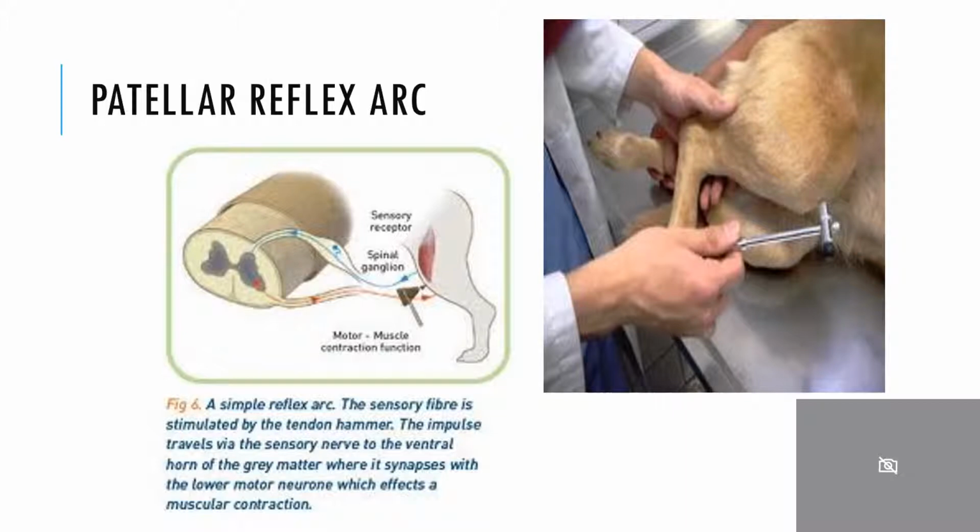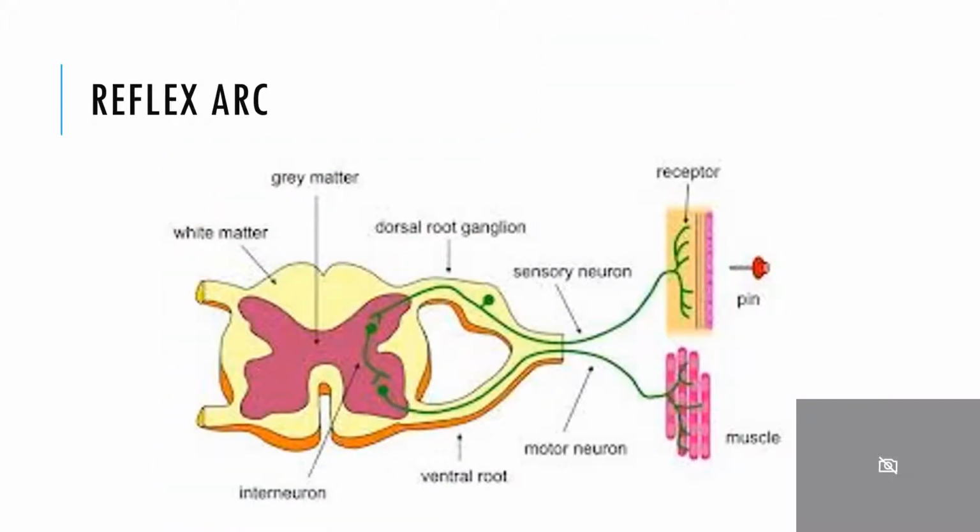The patellar reflex arc. As we can see, this is a simple reflex arc. In this image, the sensory fibre is being stimulated by the tendon hammer. The impulse travels via the sensory nerve to the ventral horn of the grey matter and basically results in a muscular contraction. This is a basic image showing how a basic reflex arc works.